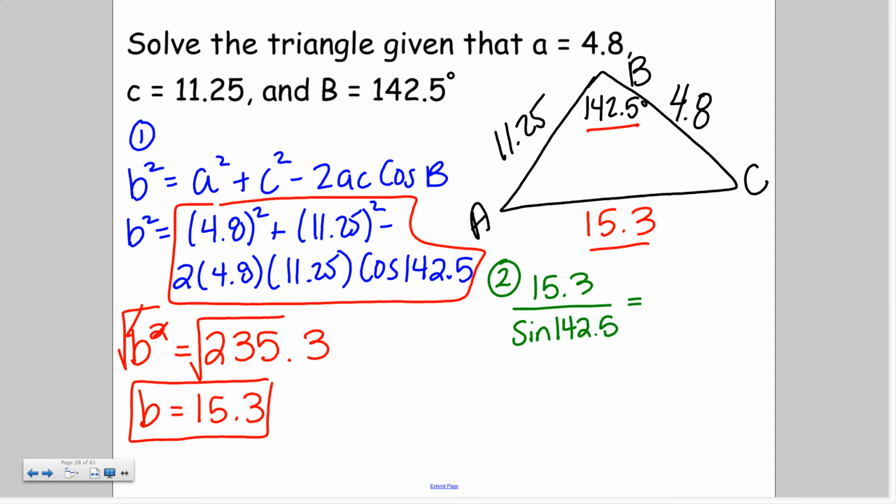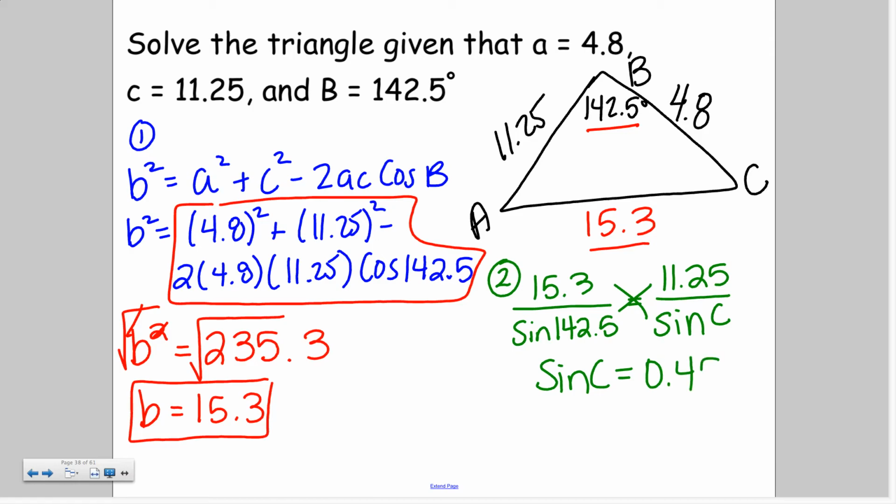Now it comes down to we want to solve for angle A or angle C. It does not matter. So we're going to go ahead and just use C again. And remember, because we're trying to find an angle, we're going to have to use the inverse. So cross multiply, and we get sine C is 0.45 rounded. So we're going to take the inverse, and we get C, angle C, is equal to 26.7 degrees rounded.